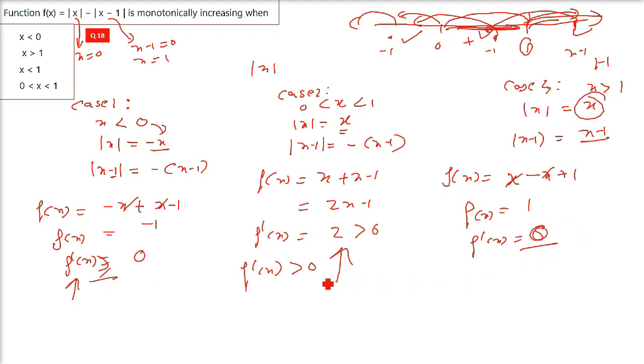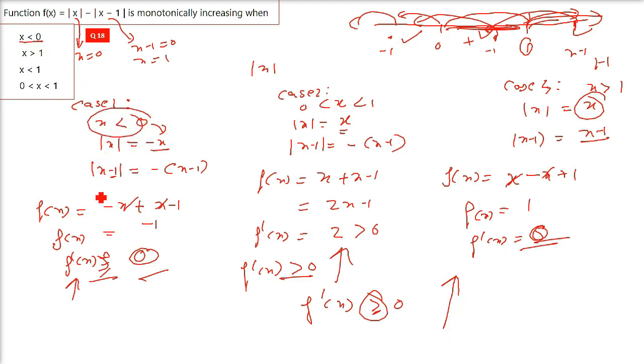So in the first case and the third case, we got f dash x equals to 0. But in case number 2, f dash x is actually greater than 0. It is not equal to 0. So there are three options here. First and third option gave us equals to 0. The middle option, which is x between 0 and 1, has given us what? It is actually greater than 0.